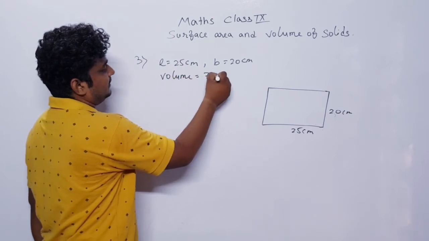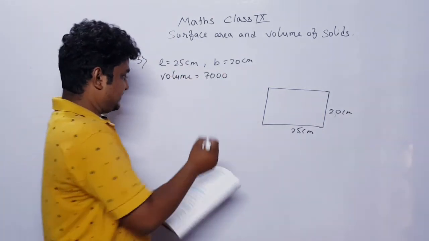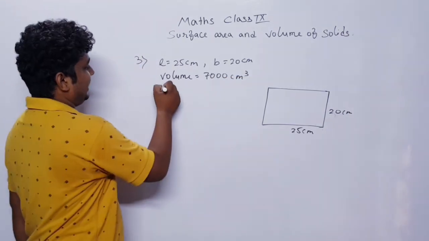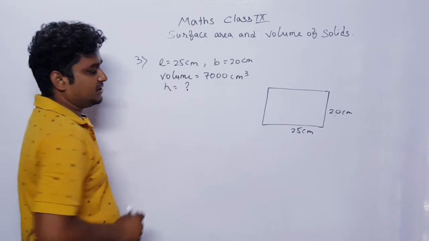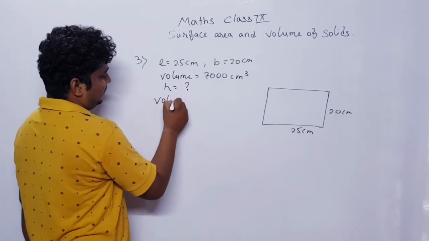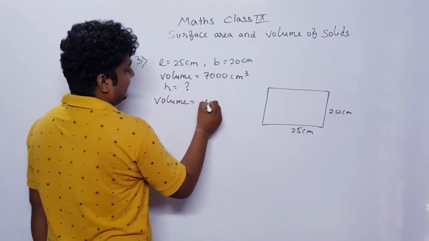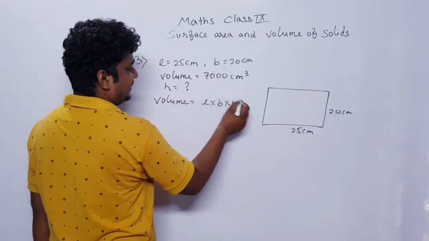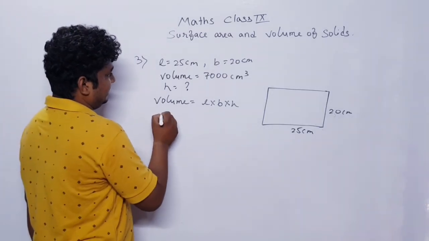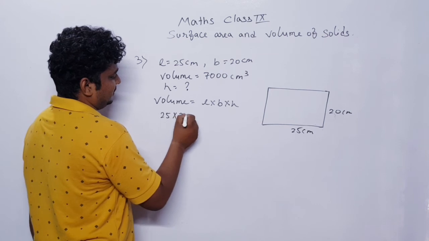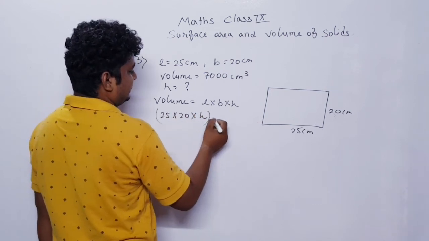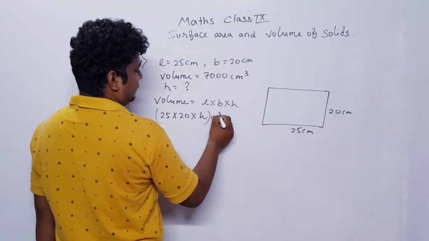Volume equals 7,000 centimeter cube, it is given over here. We need to find the height. Height is not given, so height equals question mark. We know that volume equals length into breadth into height. This is the formula for finding the volume. So length is 25, multiplied with 20, multiplied with height, in centimeter cube.